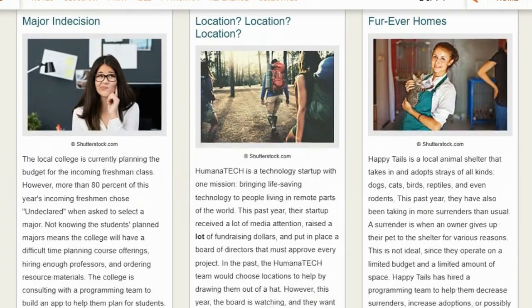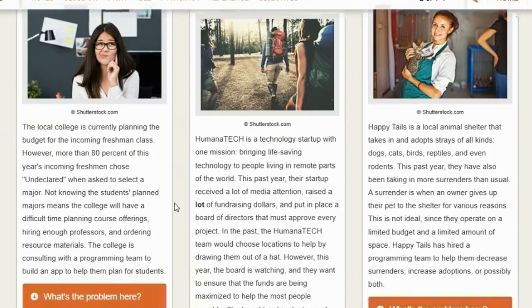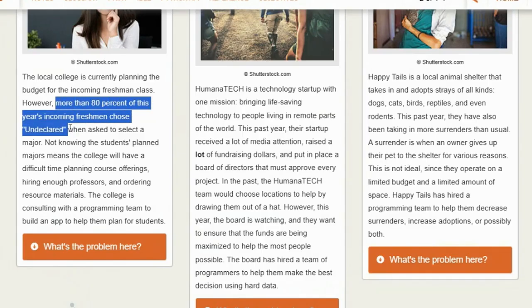So let's see if we match what they're saying here. Let's start with the first one. Major indecision. The local college is currently planning the budget for the incoming freshman class. However, more than 80% of this year's incoming freshmen chose undeclared when asked to select a major. So not many of them know what they want to major in yet, which is okay being a freshman.